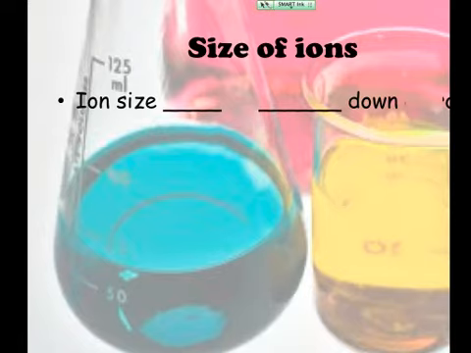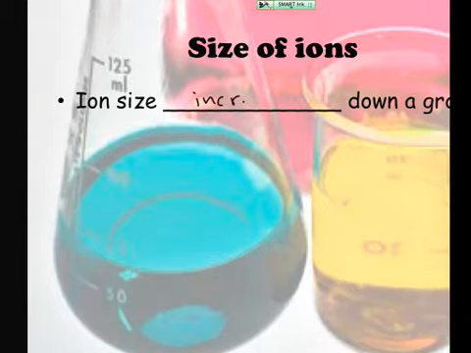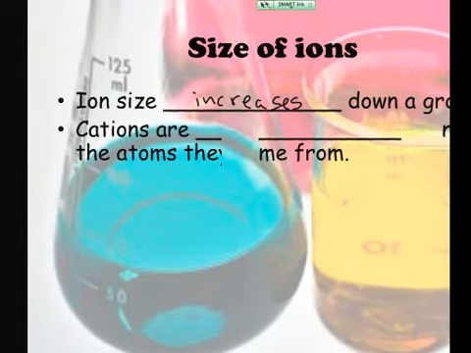Okay, so let's talk about if we're going down a group, that means we're adding more energy levels, right? Adding more rings. What does the ion size tend to do as you go down a group and you add another layer of electrons? Right. So now if I take my atom and I remove the electron, what's that going to do to this size?